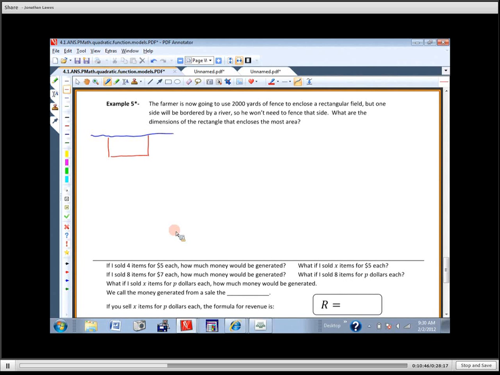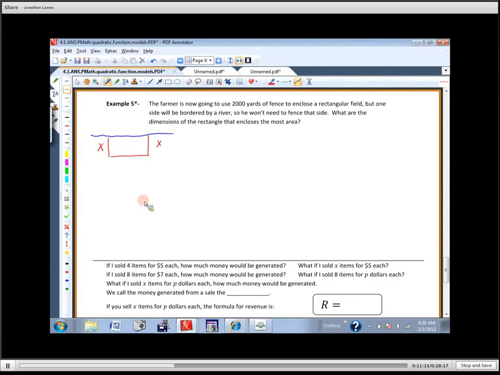Good? Okay. Now, if I'm going to choose variables to represent this, I'm going to do it in a smart way. I have three sides to worry about. Two of them are the same. That side and that side are the same. So if I like working with x's, I'm going to call that one x, because once I call that one x, what's this one over here called? It's also called x.